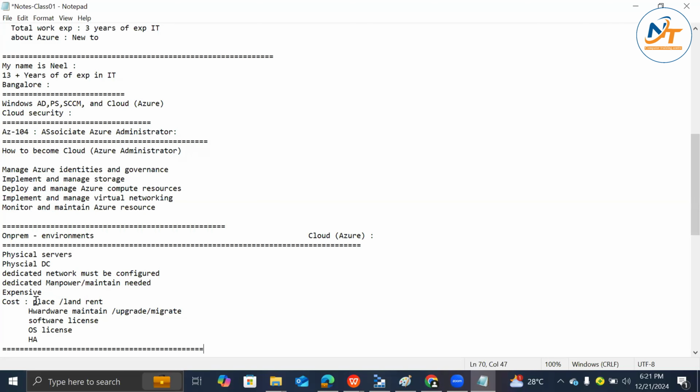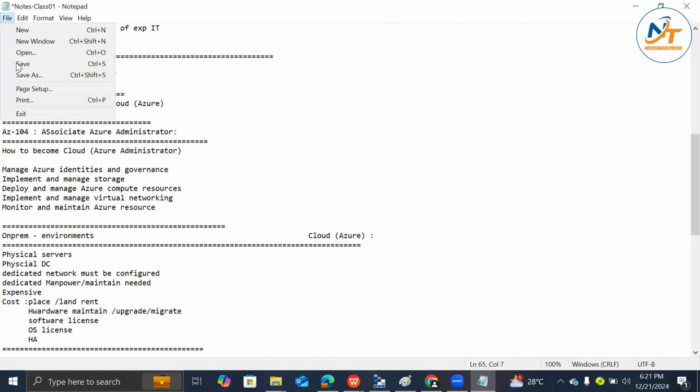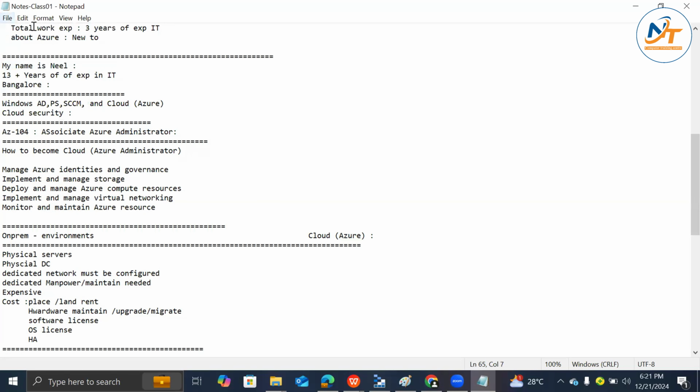correct? So now, currently, every business, every customer is looking for, the trend has changed. People are looking for optimization, to reduce the cost, and automation. This is what people are looking for currently.